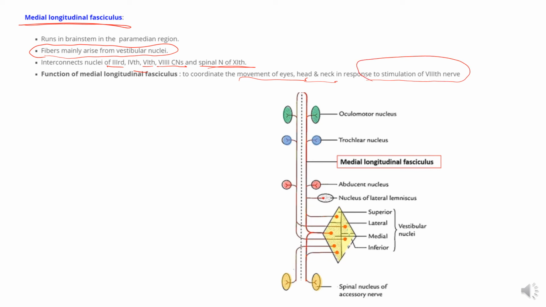So here you can see the vestibular nuclei, various vestibular nuclei, superior, lateral, medial, inferior, and fibers from here are arising and going towards the abducent nucleus, trochlear nucleus, oculomotor nucleus, and to the spinal nucleus of accessory nerve. So this is the medial longitudinal fasciculus.